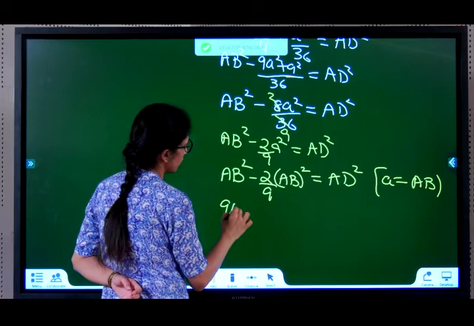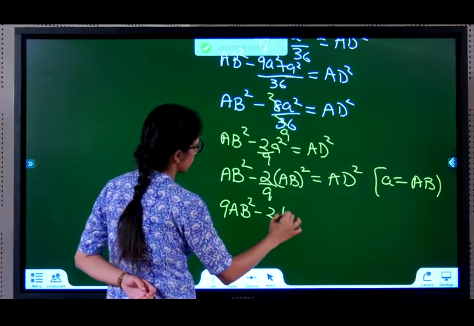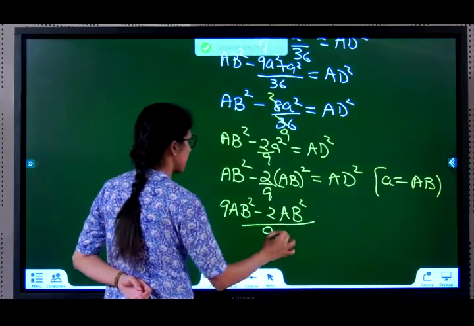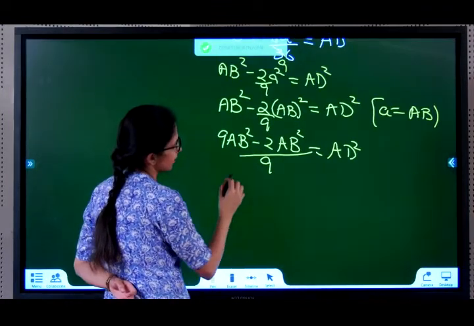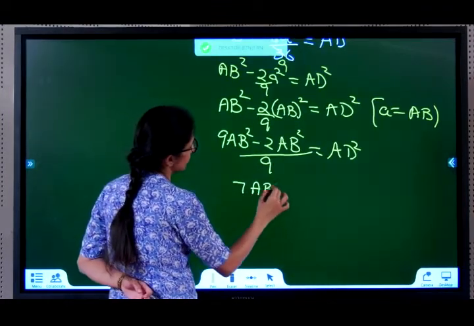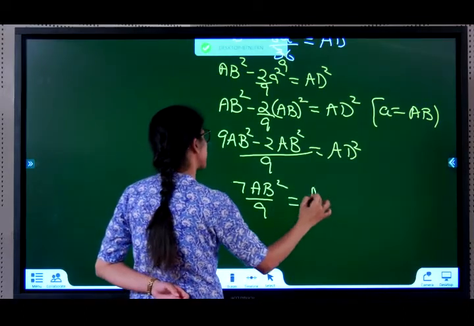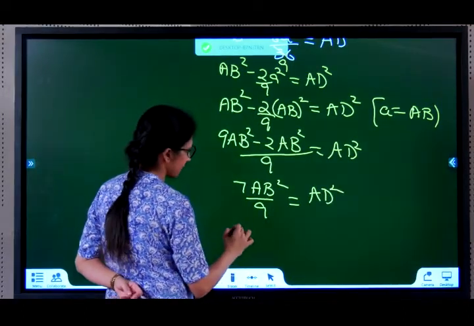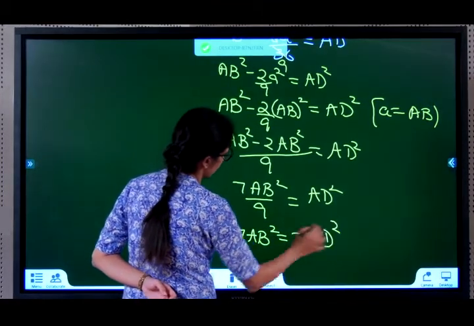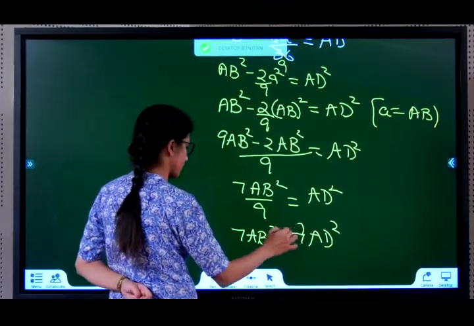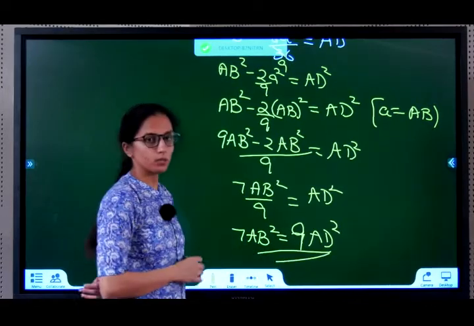So take LCM now, 9AB square minus 2AB square by 9 is equal to AD square. 9AB square minus 2AB square, 7AB square by 9 is equal to AD square. Send the 9 that side. 7AB square is equal to 9 times AD square.